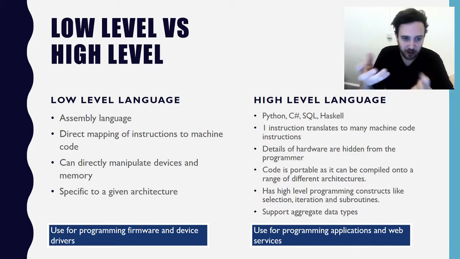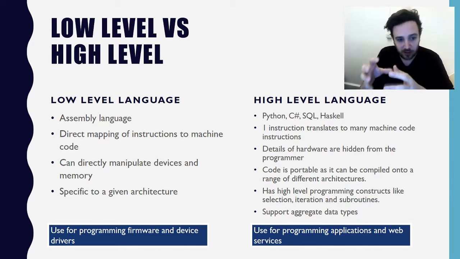So in assembly language, for example, you give 3-letter acronyms like add and then a value 5, and that add will map directly to a sequence of ones and noughts that goes through the processor. You can also directly manipulate devices within the hardware and also the values that are stored in memory.